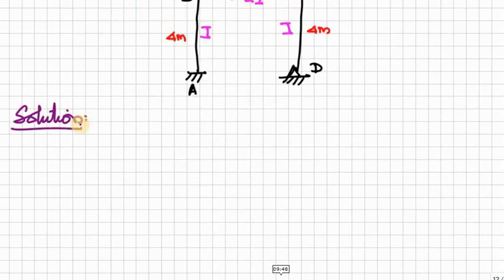First we have to find out the reactions, the number of reactions we have. Out of these reactions, which reactions can be considered redundant? That is, we have to determine the static indeterminacy of the frame. So in this problem, for the fixed support we have 3 reactions, that is RA, MA, HA, and for the hinge support we have 2 reactions, one is RD and one is HD.